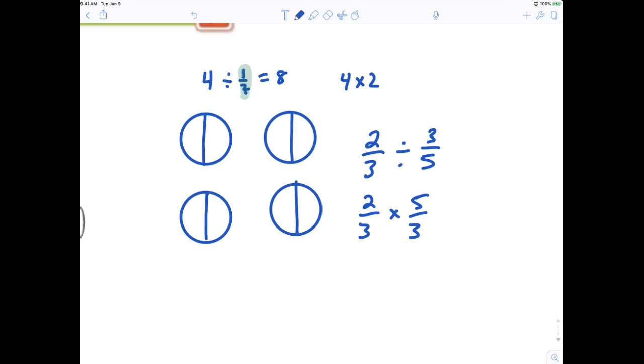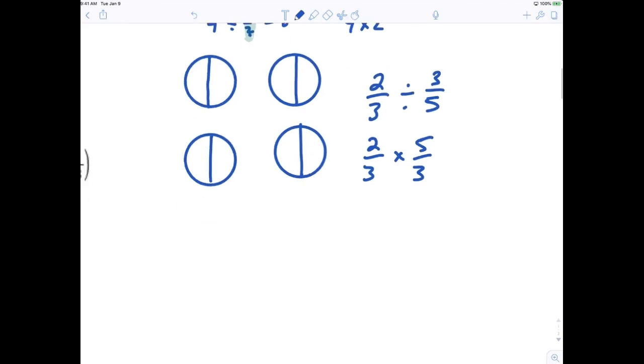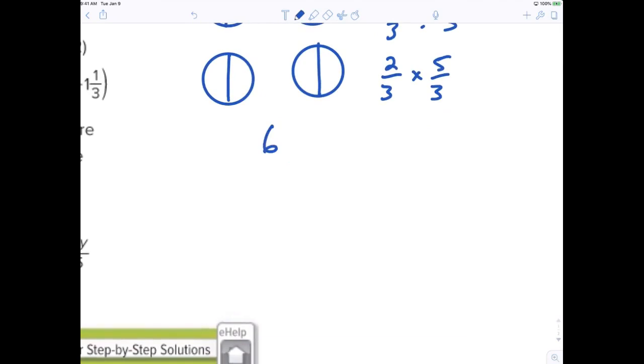All right? So any type of division with fractions, multiply by the reciprocal. And again, the reciprocal doesn't just have to be for fractions. For example, if I said 6 divided by 3, I would want everyone to know that's the same as 6 times 1/3.